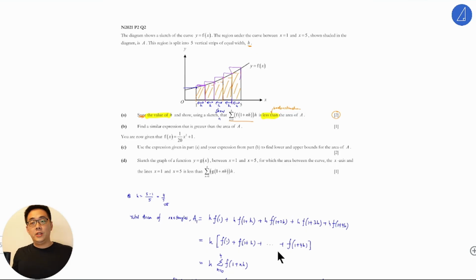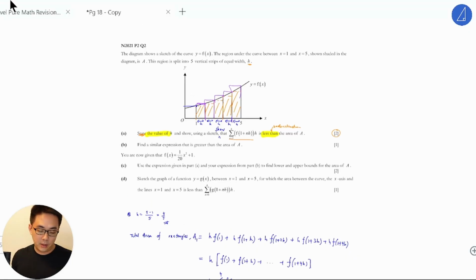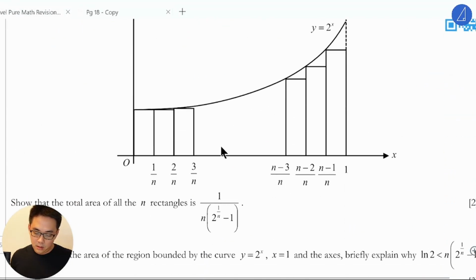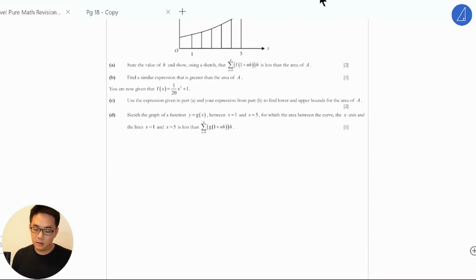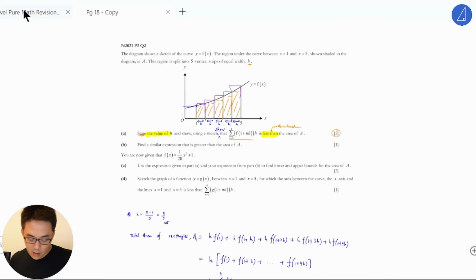Not an easy question. I presume that if you don't practice your Riemann sum, this one is confirm kaoyak. So go back and do the compiled question. The rest here, just go and do it, please. Okay, they're all here. So just go and do it.